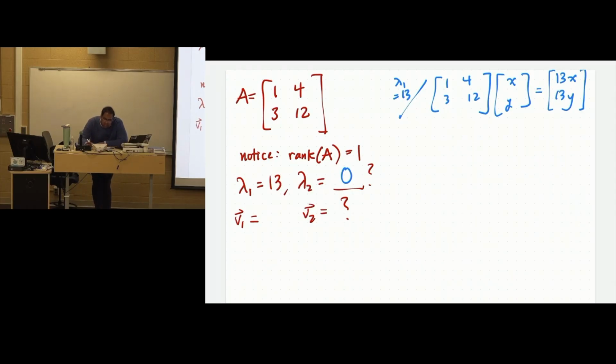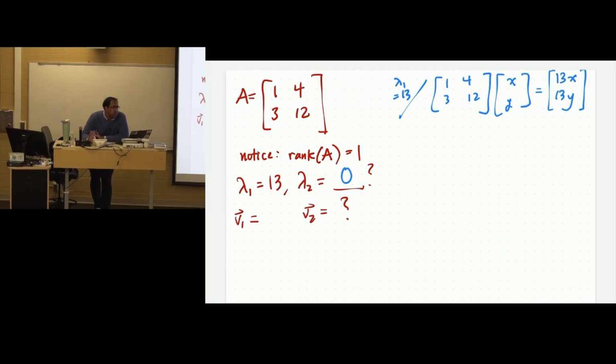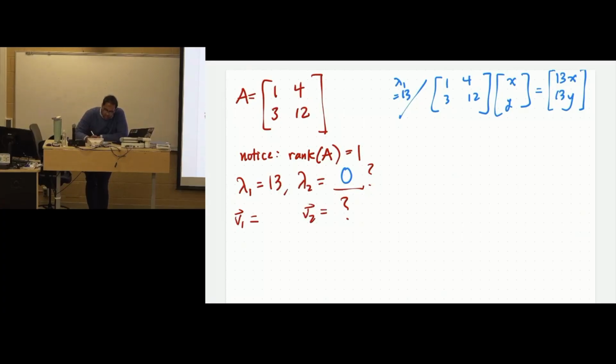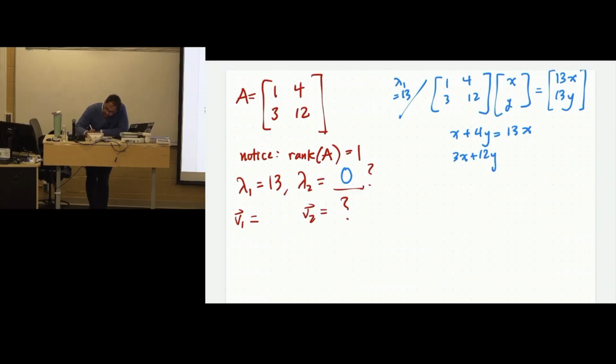And what you'll notice when solving this system is that both equations tell you the same thing. Why is that? Why are there infinitely many solutions to this equation system? Just to illustrate that, the first gives me x plus 4y equals 13x. And the second gives me 3x plus 12y equals 13y. Right? This, if you rearrange, tells you 4y equals 12x, which tells you y equals 3x. Did I do that right? Yeah, I think so. And then here, this also tells me 3x equals y. They both say the same thing.